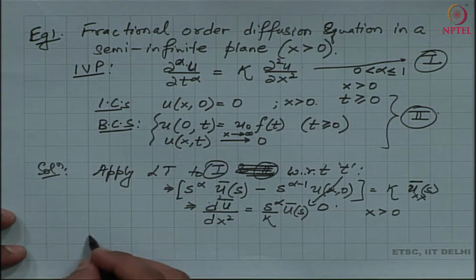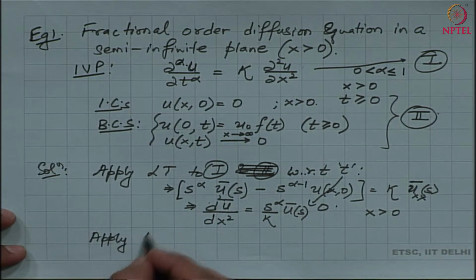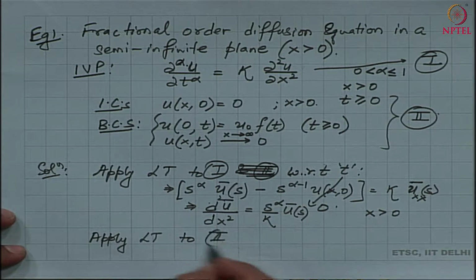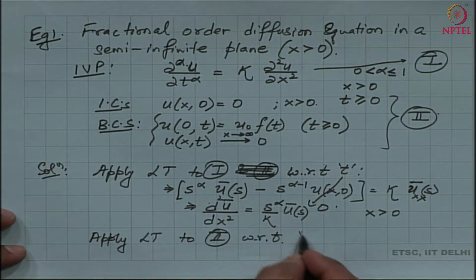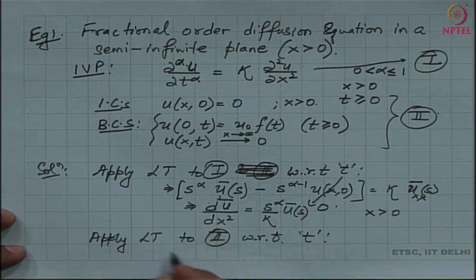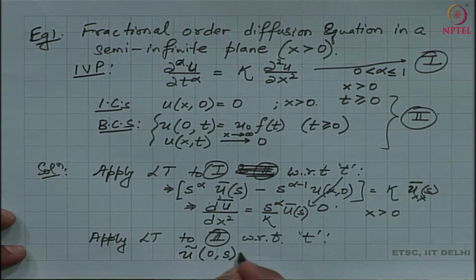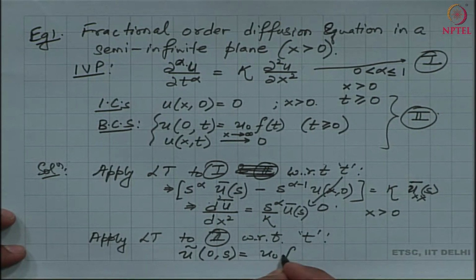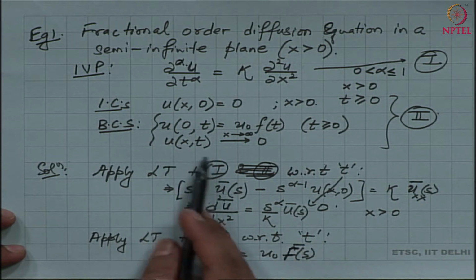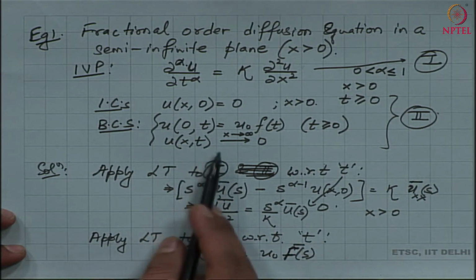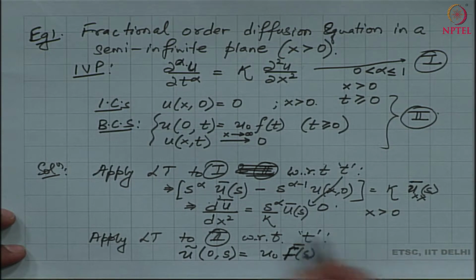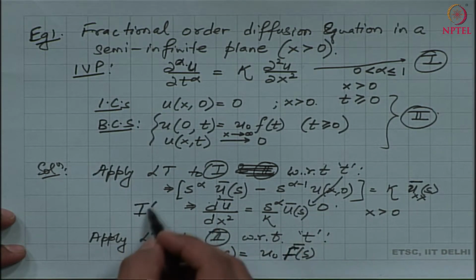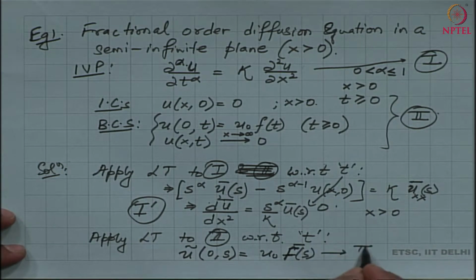Okay, similarly, I apply my Laplace transform to 2 again with respect to the variable t. I get the following equation: u bar of 0 comma s is u naught times capital F of s bar, and the solution must be bounded, and so is the Laplace transform. Let me call this ODE 1 prime and let me call this 2 prime.